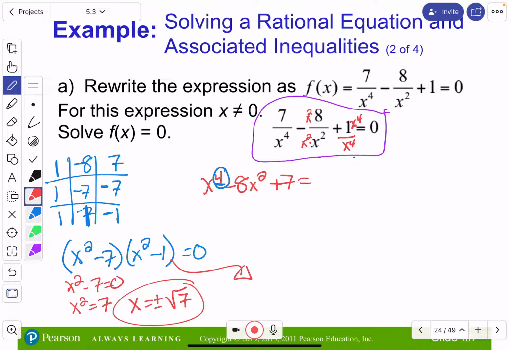Then we do this one. X squared minus 1 equals 0. Bring the 1 over. So this is going to equal plus or minus 1. So we have 4 solutions now. The only thing that can't go on the bottom is 0. So those are our answers.